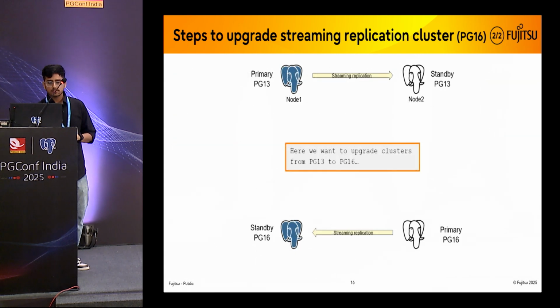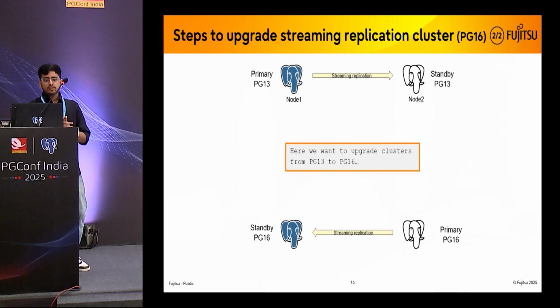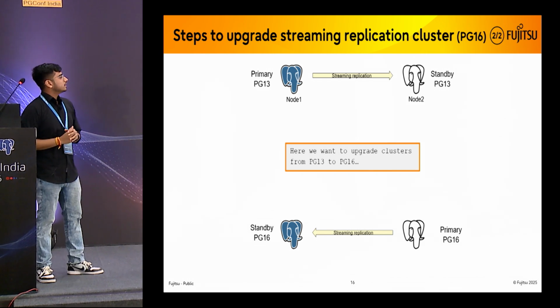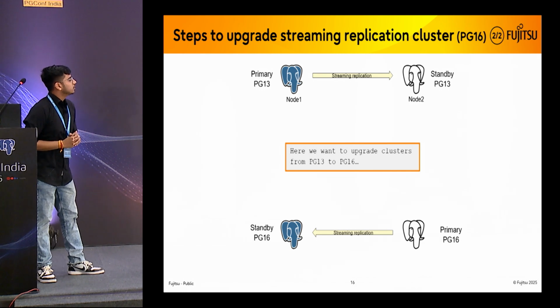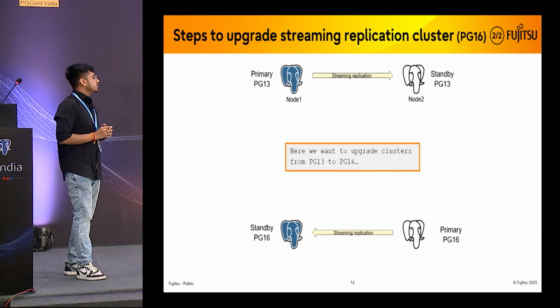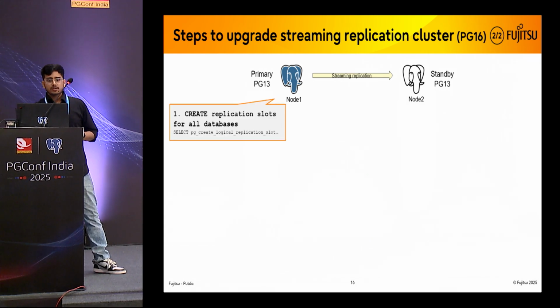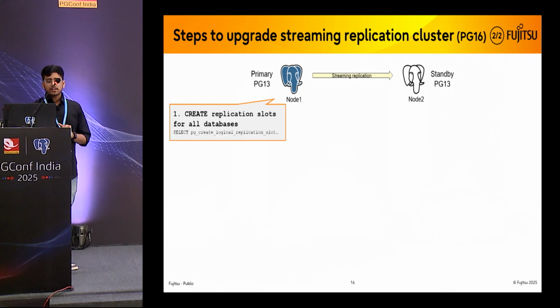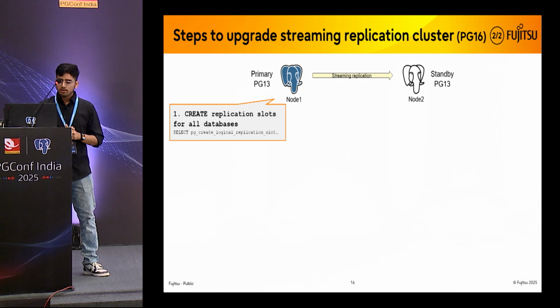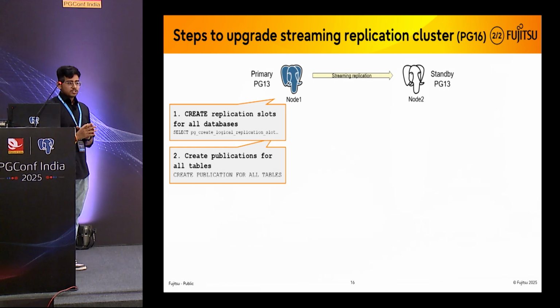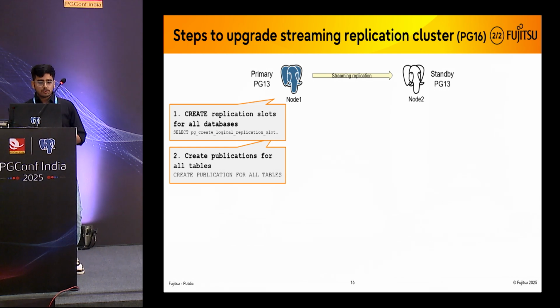So let's get started. Here you can see we have the initial setup in PG13, and we want to upgrade it to the setup in PG16. Here the first step would be to create replication slots on all databases. Then we will create a publication on all tables for all databases.